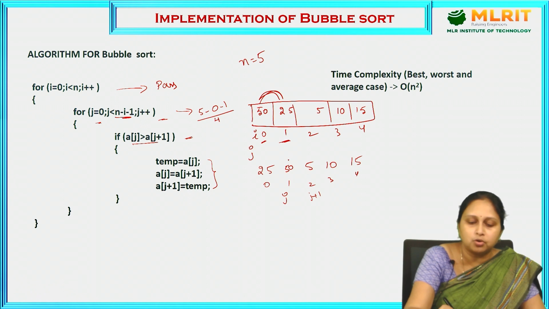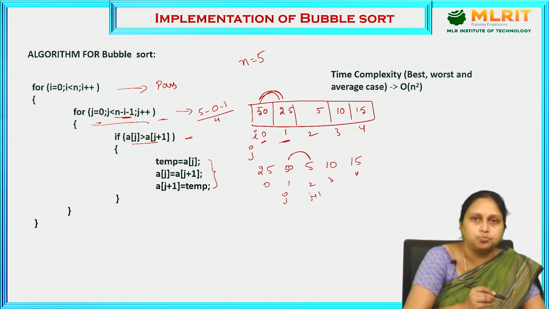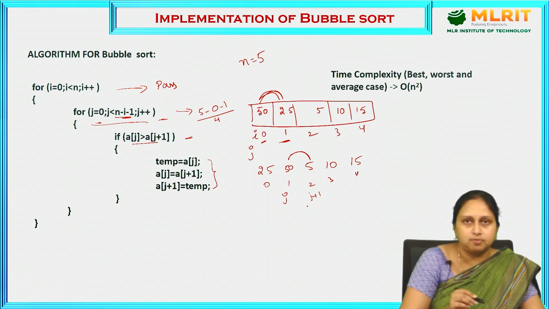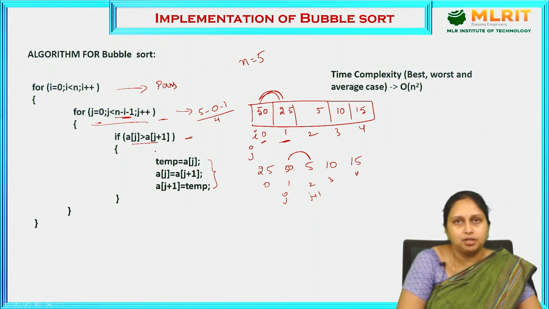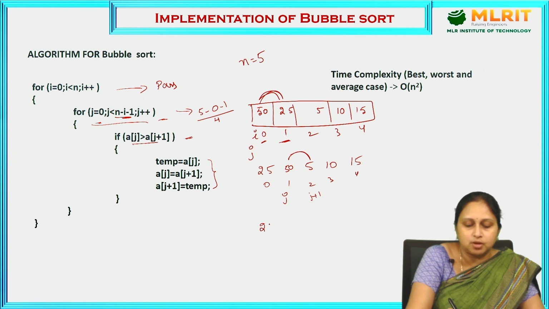Now, these two are going to be compared. Now, you could understand what is the use of this loop. J plus 1 will be compared. Now, these two elements will be compared. Again it will be checking 50 greater than 5. Again the condition is true. Now, we are going to perform swapping. After swapping, what you are going to get? You are going to get 5, 50, 10, 15. Now, again j will be incremented.